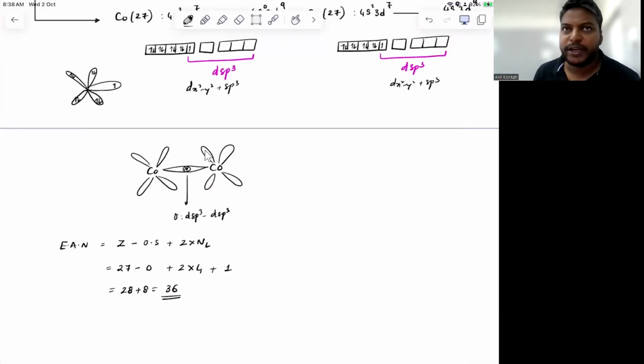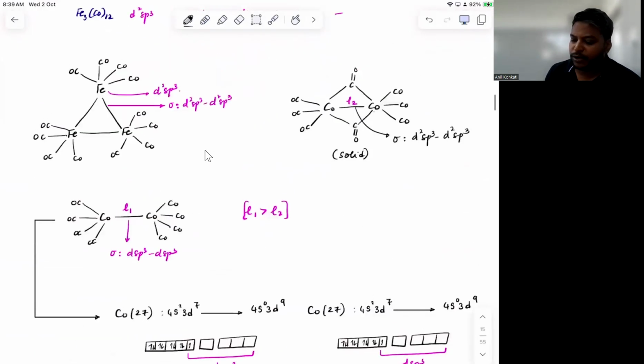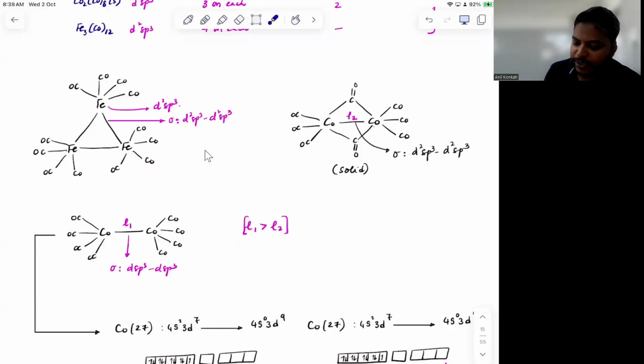And this is something you need to address, everybody: when it comes to carbonyl compounds, we definitely need to have EAN followed in all the cases. Okay. Based on that, can you figure out what will be the EAN value of iron in this case? Check. That will also become a practice for you. EAN value here.